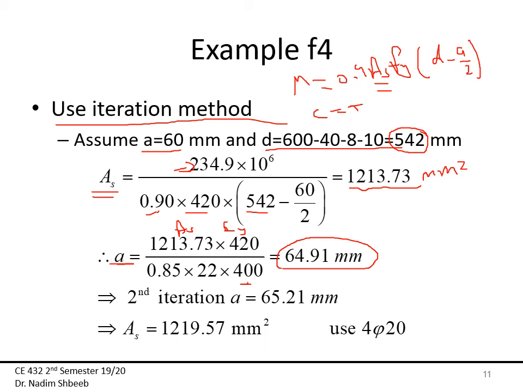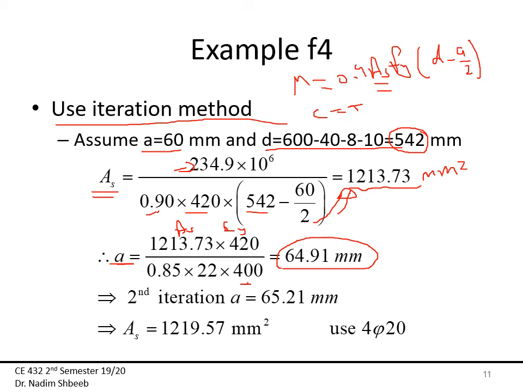Now, if it were me, usually if I'm within 10, 15 millimeters, I would just stop right there and say, hey, I'm happy with the a that I assumed, and then just go with this area of steel right there. If you are far off, then you do a second iteration. I'm just doing that here just to show you how to do the second iteration.